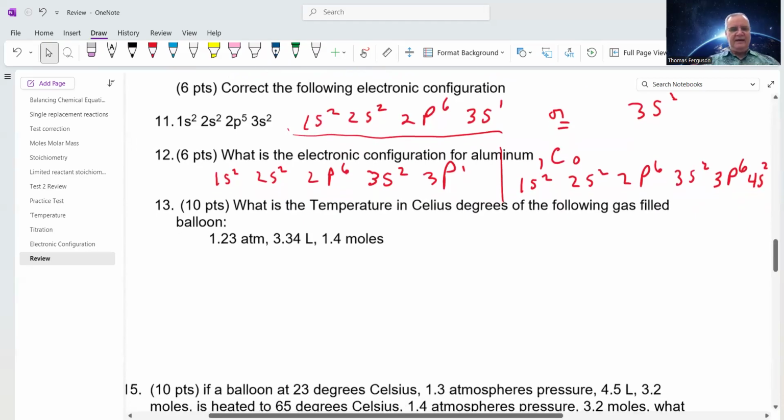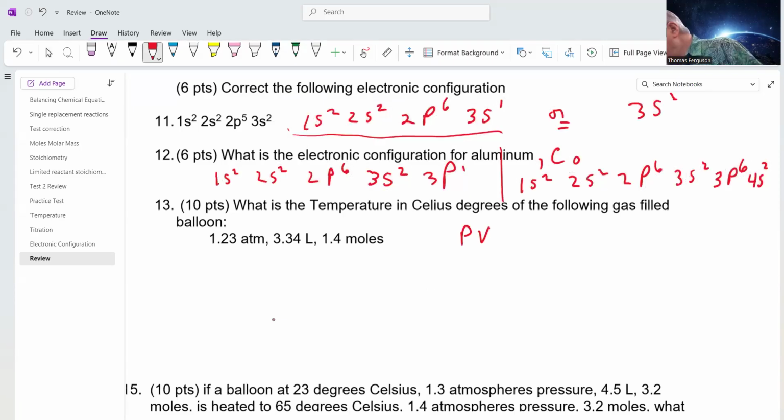Okay, so we have gas problems now. What's the temperature in Celsius? Now be careful. Celsius is not Kelvin. What's the temperature in Celsius of the following gas-filled balloon? We're going to be using PV is equal to nRT. Know that formula.